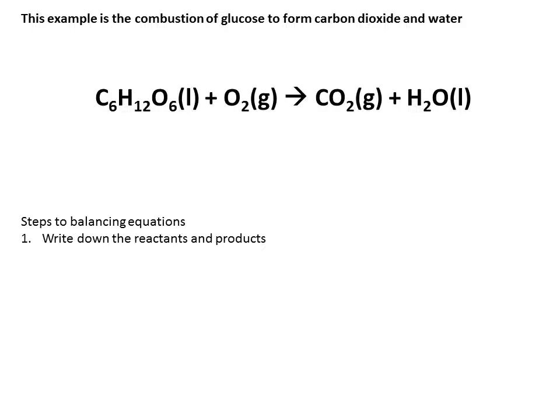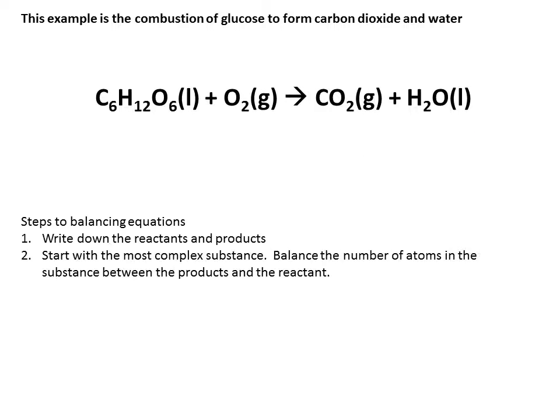And the first step obviously is to write down the reactants and products. In this case, we have glucose plus oxygen as our reactants, and they form carbon dioxide and water. So there are our products. So now we have reactants forming our products. The next step is to make sure that we're balancing the number of atoms on each side of the equation. So the same number of atoms in the products as in the reactants.